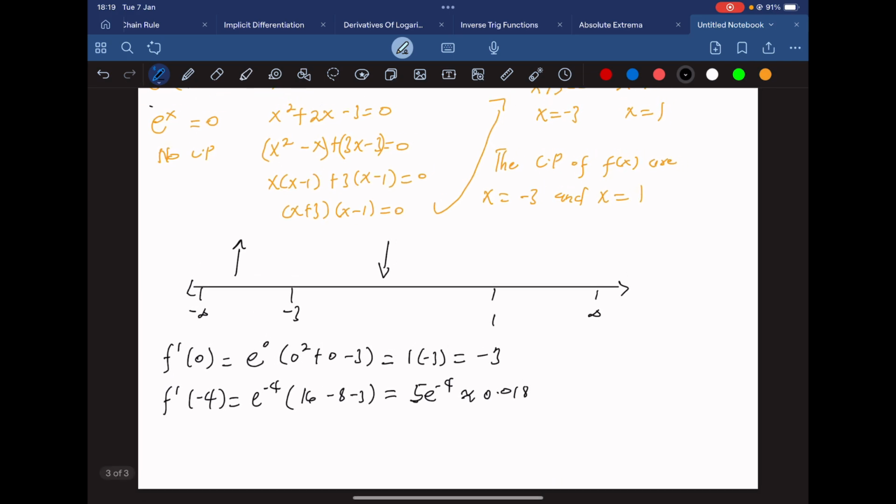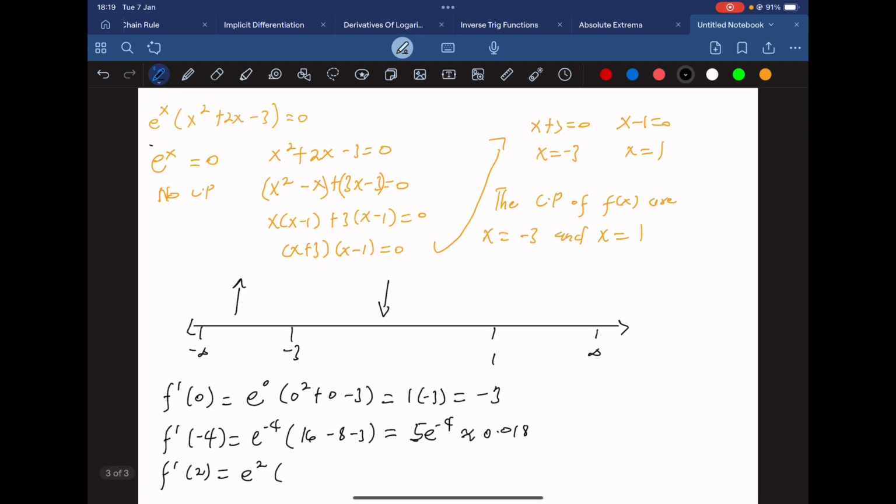And now we have to choose a number between 1 and infinity. Let's say we select 2. In that case, we have e squared, then x squared, so we have 4 plus 4 minus 3. That will give us 5e squared, which is obviously positive. There's no need to even approximate. Since it is positive, this sign goes up.